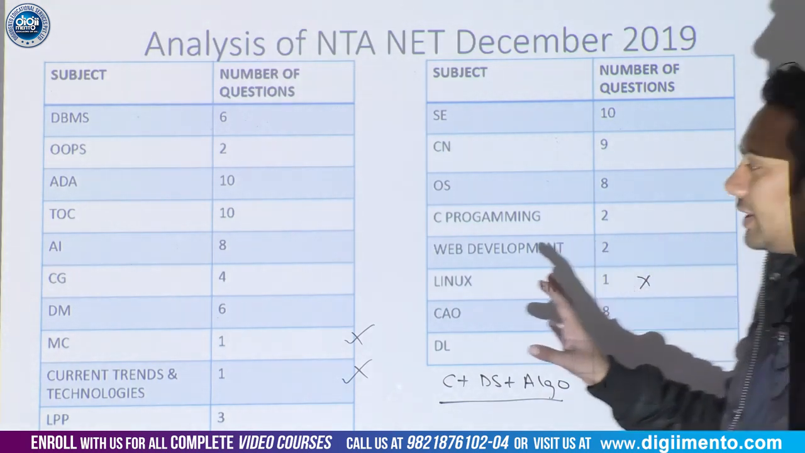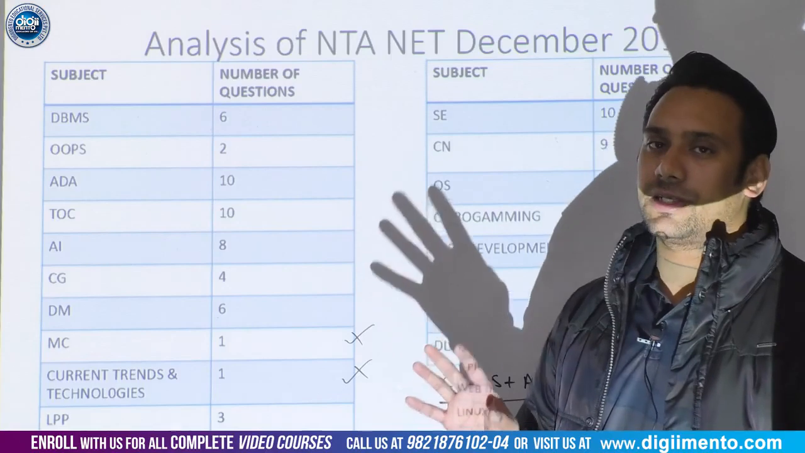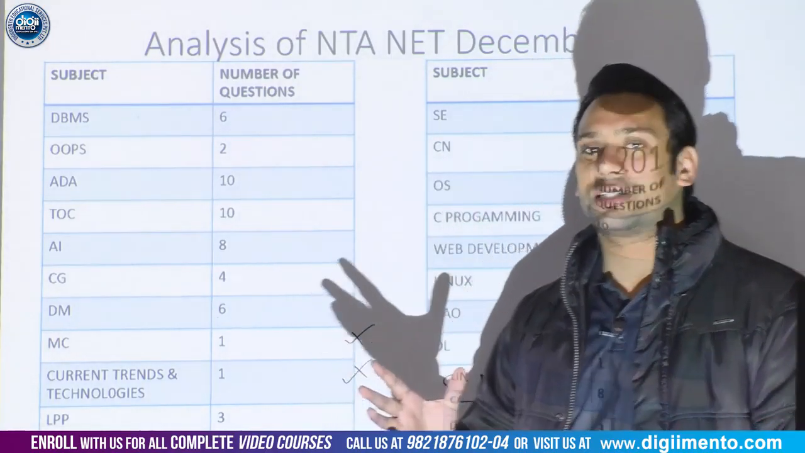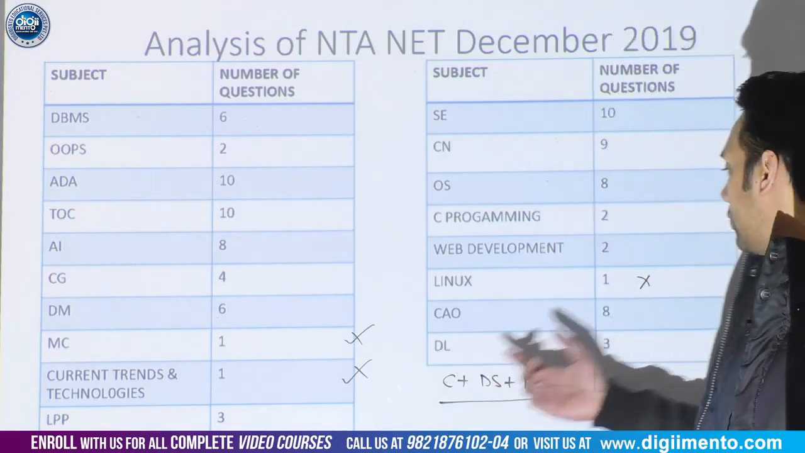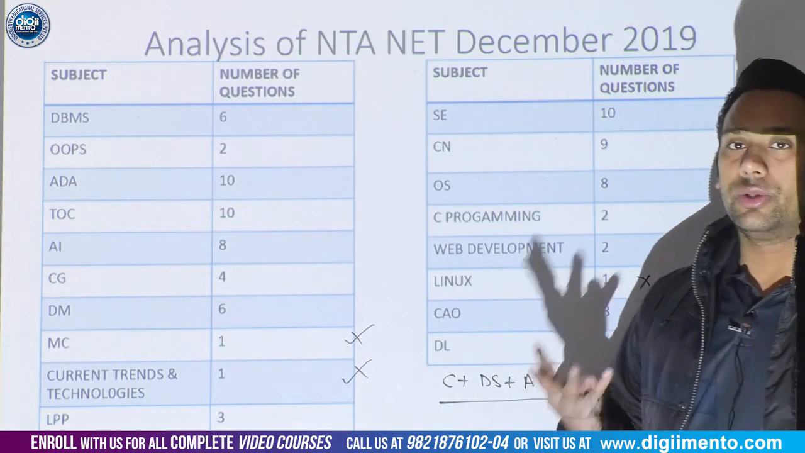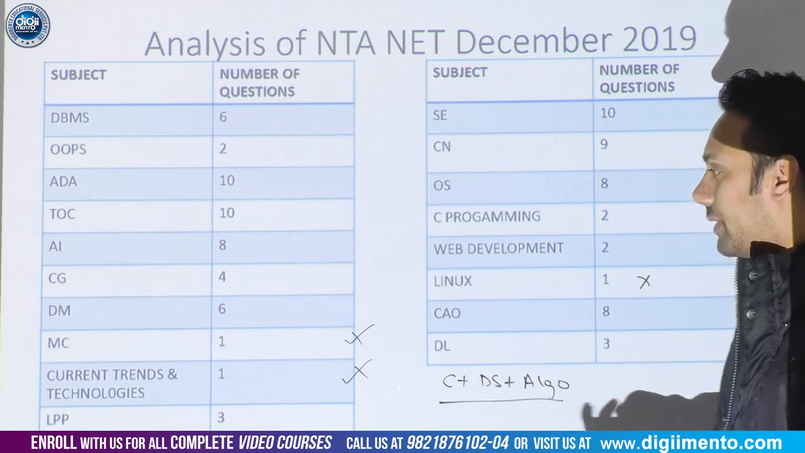So these 3 subjects you can leave. Even without preparing these subjects, you should focus more on other subjects, because they are hardly asking any questions from them. So you can clearly see from these 3 subjects you got only 3 questions out of 100 questions.